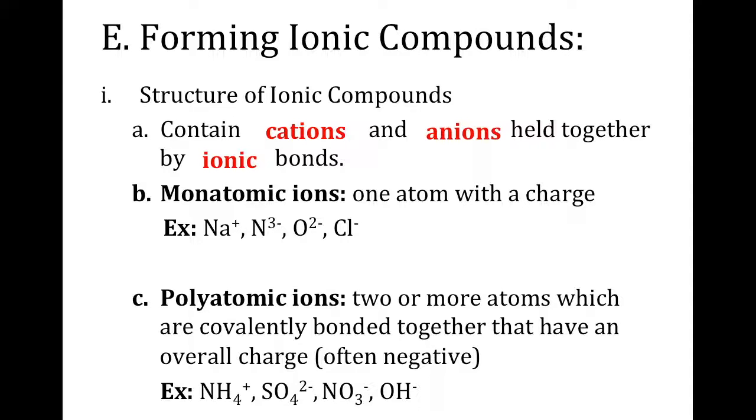Polyatomic ions, which you remember from naming, but why are they called polyatomic? Well, poly means more than one, atomic means atom. So they are ions consisting of more than one atom: 2 or more atoms which are covalently bonded together that have an overall charge, often negative. If you remember, we do have one that we deal with in our class that's ammonium, and it is positive, and these others, notice they have more than one element, and they are negative.